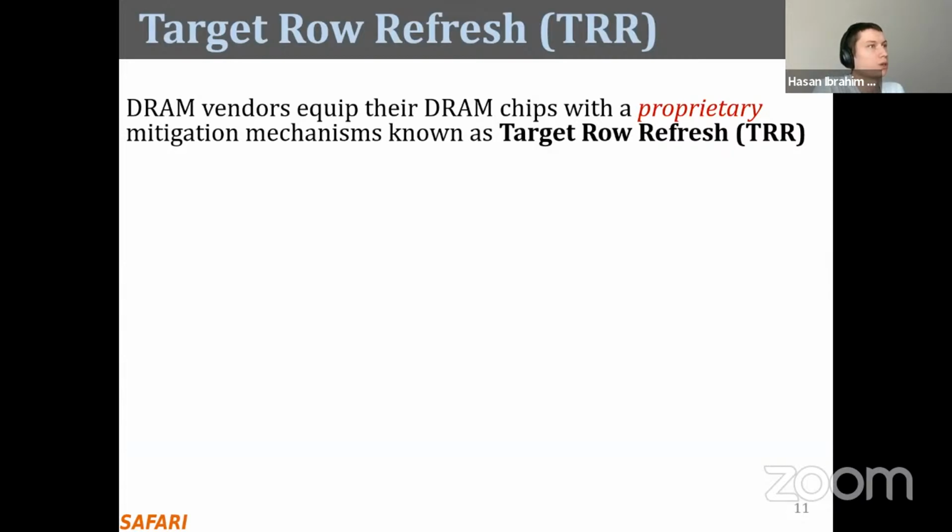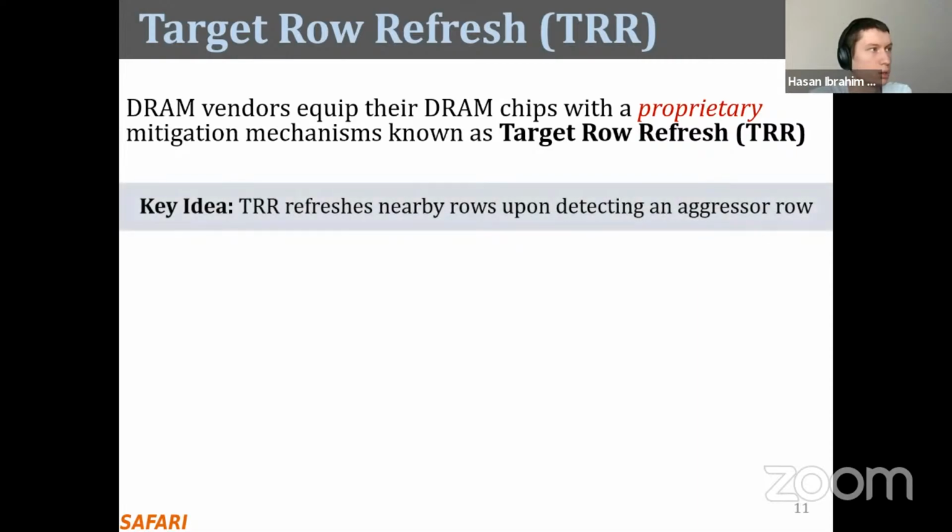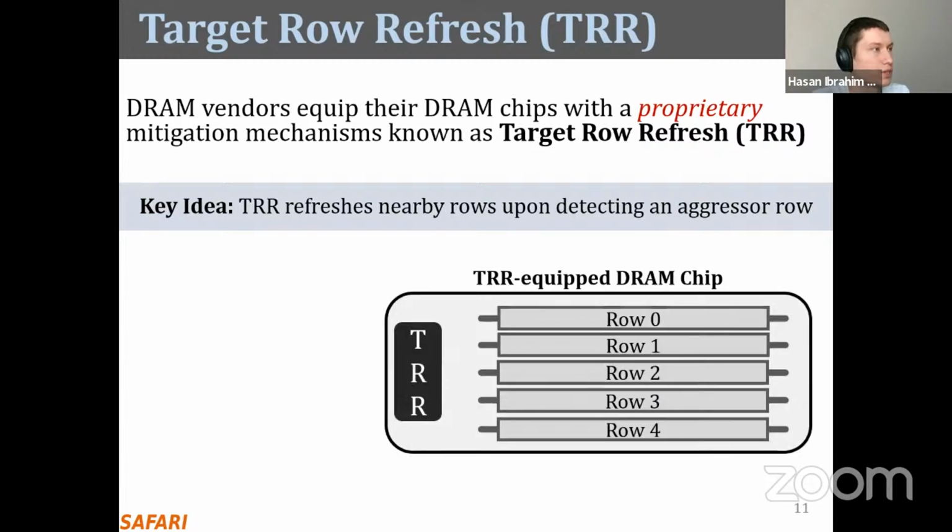Let me also talk briefly about target row refresh. DRAM vendors equip their DRAM chips with a proprietary mitigation mechanism known as target row refresh, or TRR for short. So what is the TRR mechanism? We don't exactly know, but the key idea of TRR is to refresh nearby rows upon detecting an aggressor row. But we don't know details such as what counts as an aggressor row and when exactly these nearby row refreshes happen. When you start digging deeper, you find different questions that are not answered, and we will briefly discuss those in this presentation.